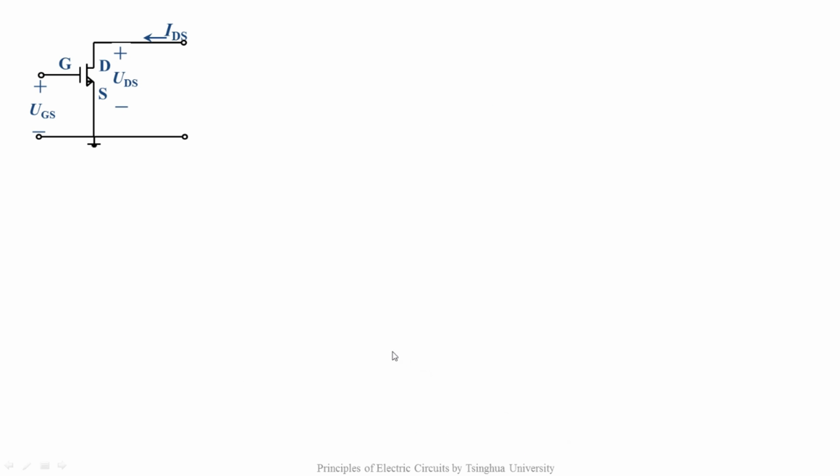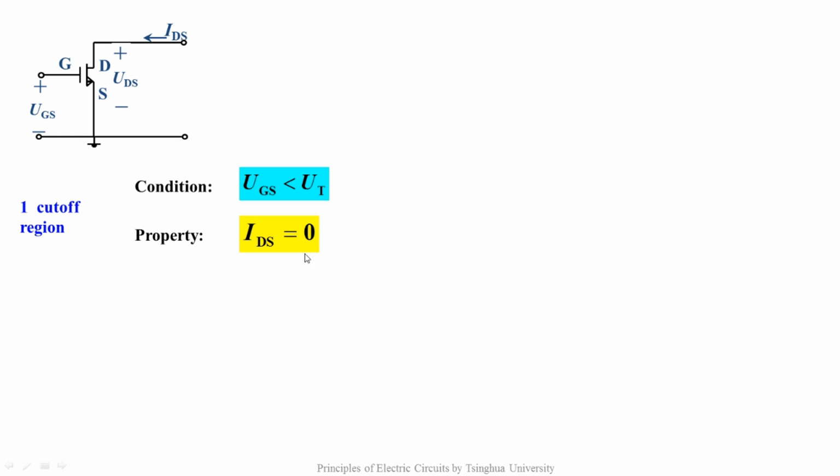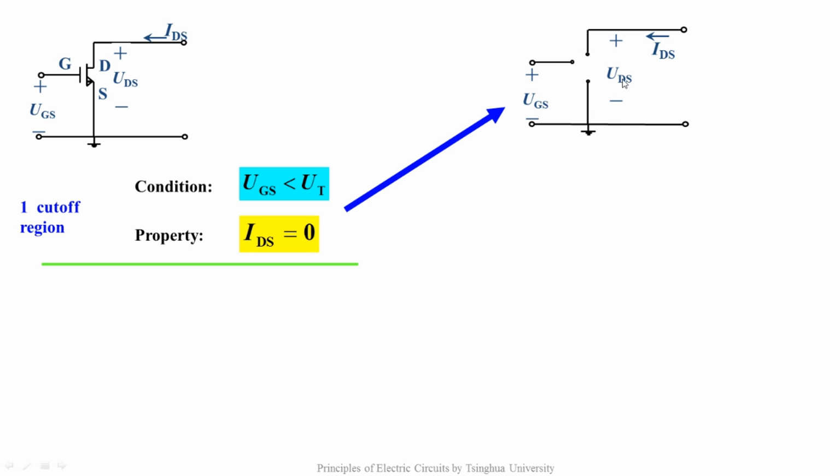Now we summarize the conditions and the properties of the MOSFETs operating in different regions. The first is the cutoff region. When UGS is less than UT, the MOSFET is turned off, which means no current flows from the drain to the source. The property is IDS equals 0. This is the corresponding circuit model. It's an open circuit between the drain and the source.